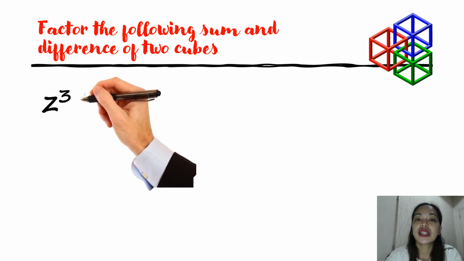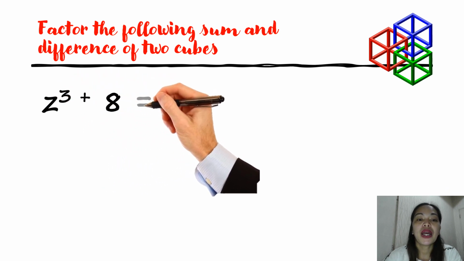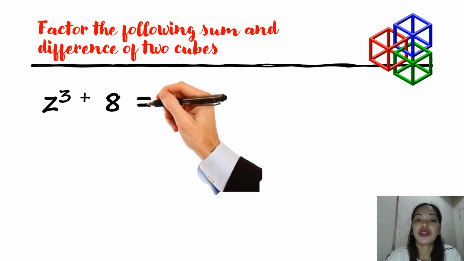Okay, now, let us now proceed to our lesson. Paano ba tayo nagpo-factor ng sum and difference of two cubes? Alamin muna natin kung perfect cube yung given. In our example, meron tayong z cube plus 8. The first term is z cube. Ang second term ay 8. Z cube is a perfect cube. 8 is a perfect cube also. So we can say that that example is a sum of two cubes.